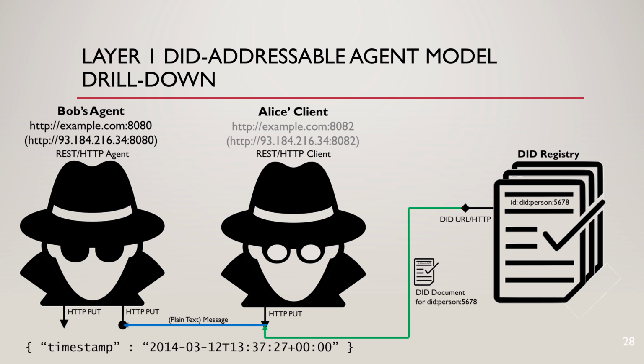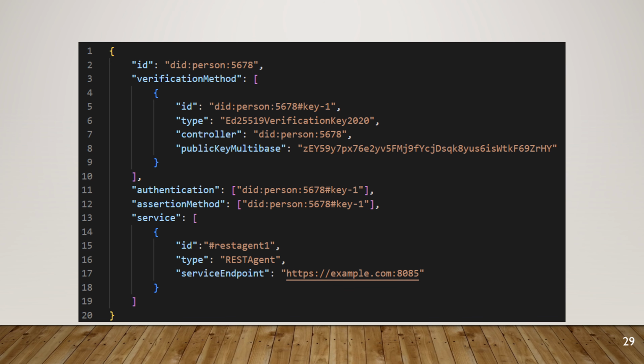So Alice does that on, again, what we call her origin interface. That's the interface that has the arrow. And when we talk about service endpoint addresses, it's about the interface that has the circle or the ball on it. This is what a simple DID document might look like. At the bottom half, you can see a service endpoint of type REST agent is defined, and it has an ID of REST agent 1, and we can see that the service endpoint is example.com:8085.